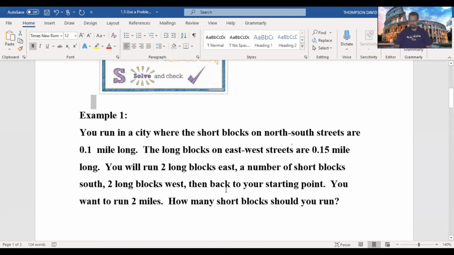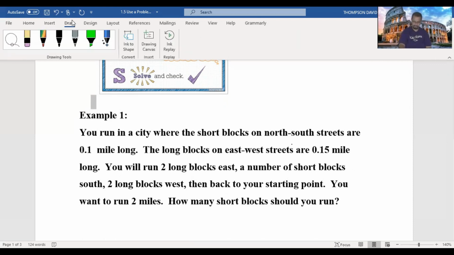You run in a city where the short blocks on north-south streets are 0.1 mile long. The long blocks on east-west streets are 0.15 mile long. You'll run 2 long blocks east, a number of short blocks south, 2 long blocks west, then back to your starting point. You want to run 2 miles. How many short blocks should you run?